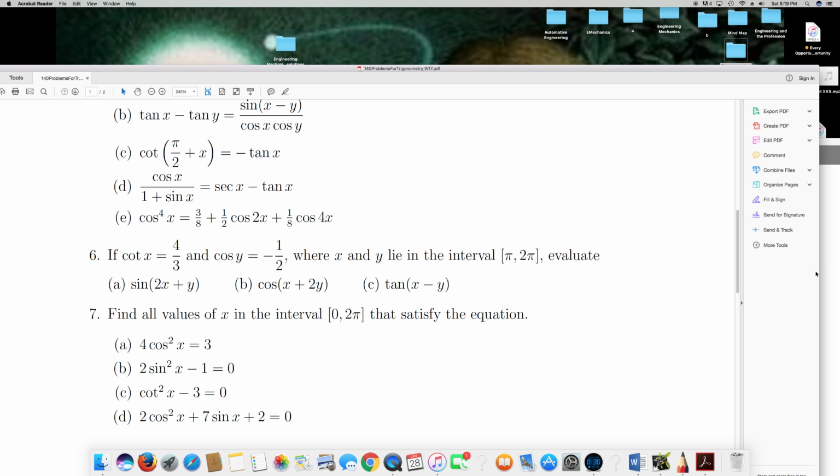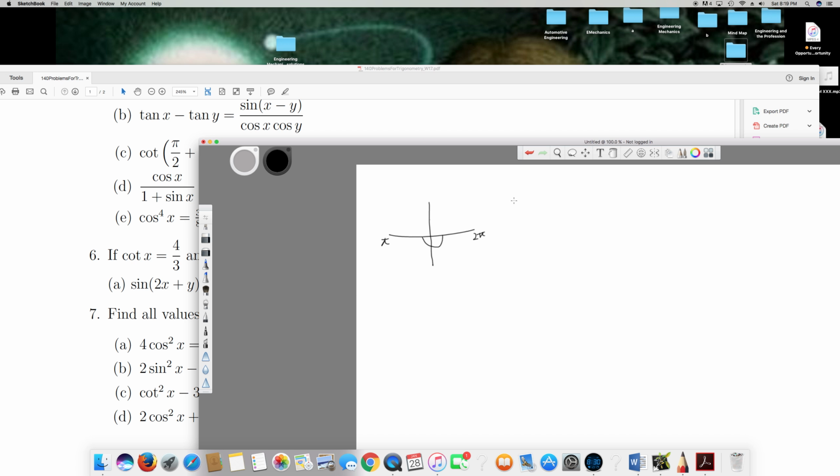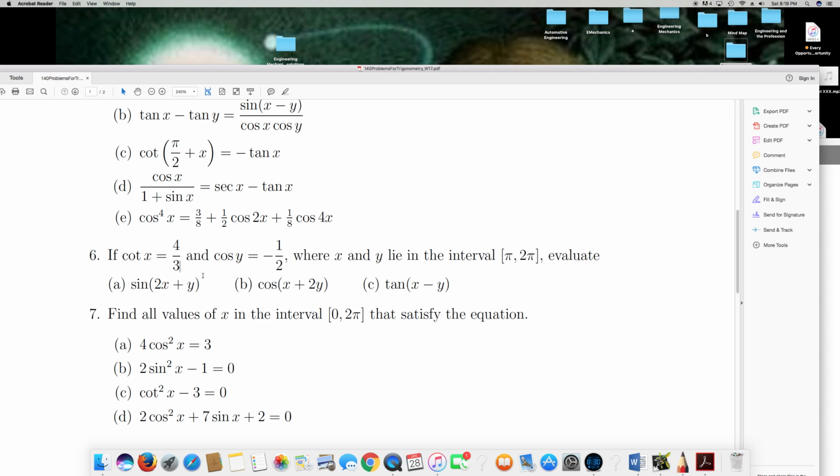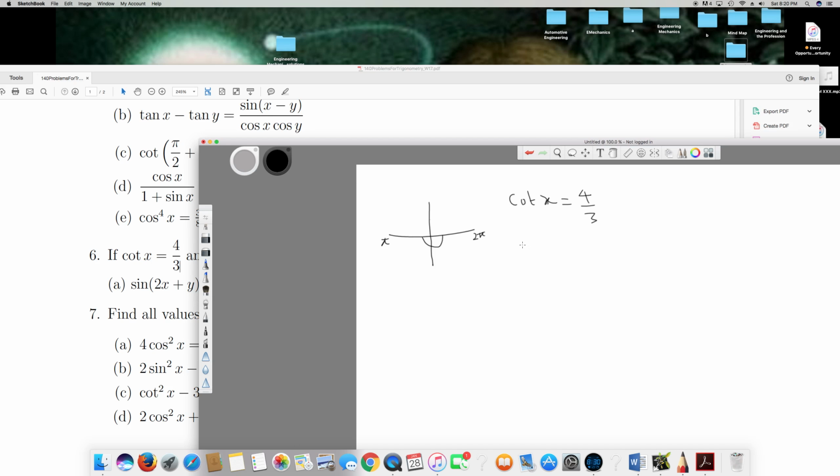And the question is providing two pieces of information. It says cot x is equal to 4 by 3, and cos y is equal to minus half. Cos y is equal to minus half. So we have two pieces of information here.